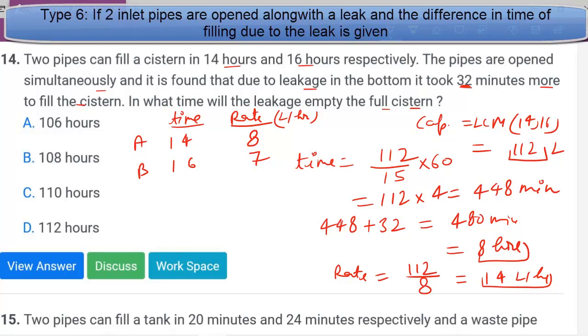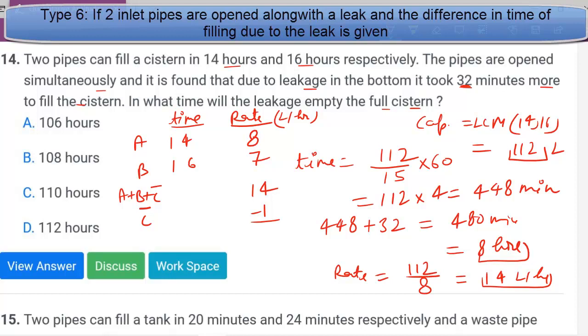So I can write here A plus B plus C, where C is the leak, and this rate comes out to be 14. So from this you can find out what should be the rate of leak. So 8 plus 7, that means 15. So C must be equal to 1, that means minus 1. So that means the leak is basically emptying the tank at a rate of 1 liter per hour.